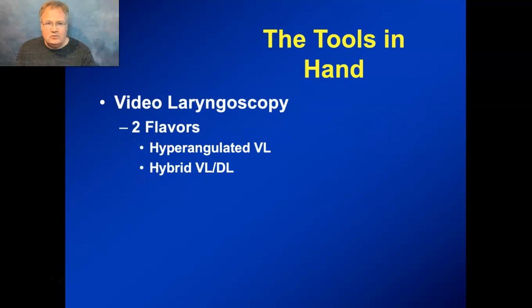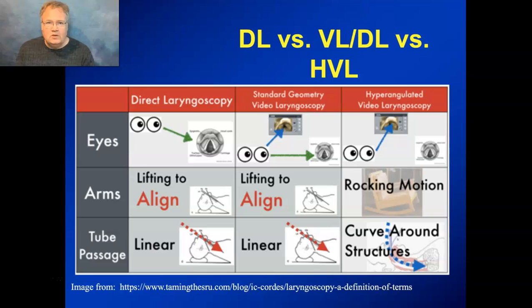Now the next thing I want to talk about is videolaryngoscopy, and there's really two flavors. There's hyperangulated videolaryngoscopy, and there's what we would call a hybrid videolaryngoscope, direct laryngoscope, or videolaryngoscopy, direct laryngoscopy, or what are called normal geometry videolaryngoscopes. So what are all the differences?